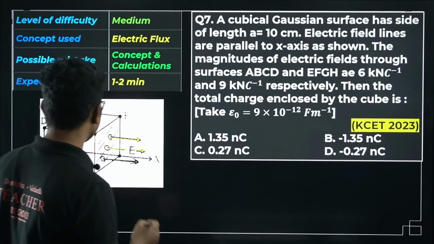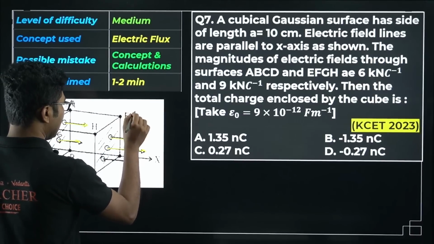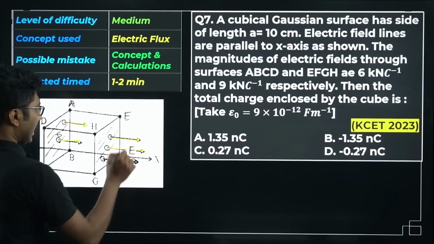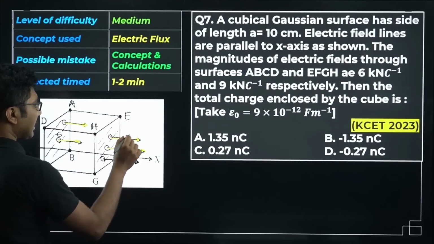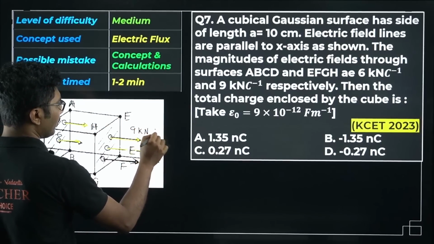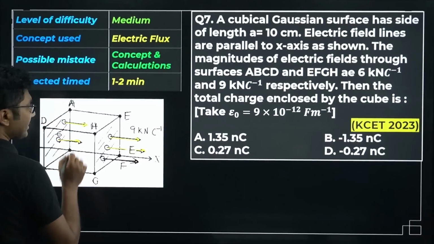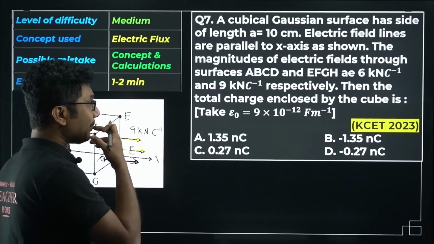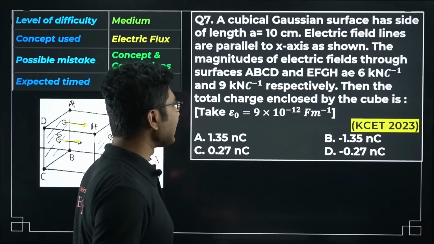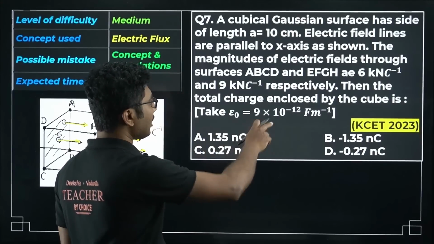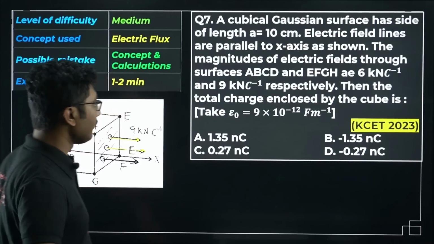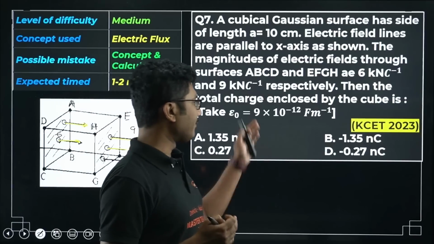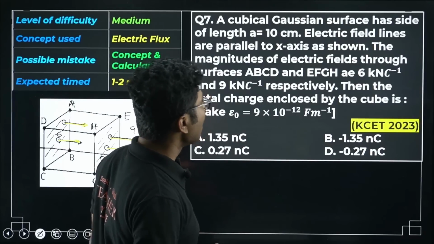And EFGH, it is 9 kilonewton per coulomb. So this surface is 6 kilonewton per coulomb, this is 9 kilonewton per coulomb respectively. Then the total charge enclosed by the cube is, take epsilon naught as 9 into 10 to the power of minus 12 farad per meter. So the value of epsilon naught is also given, so don't worry too much.